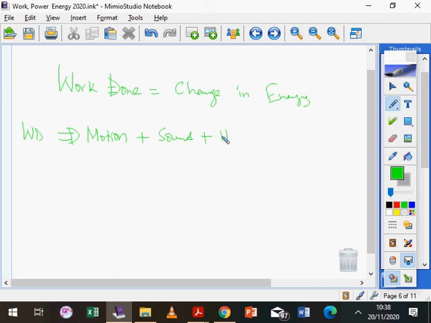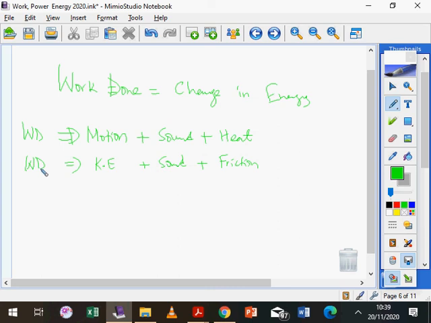So energy in motion is simply known as kinetic energy. Sound energy is still sound energy. Heat is present because of friction. So this work that I have done on this object is leading to energy being transferred. Work done is the same as energy transferred, and the units for work done and the units for energy are exactly the same.